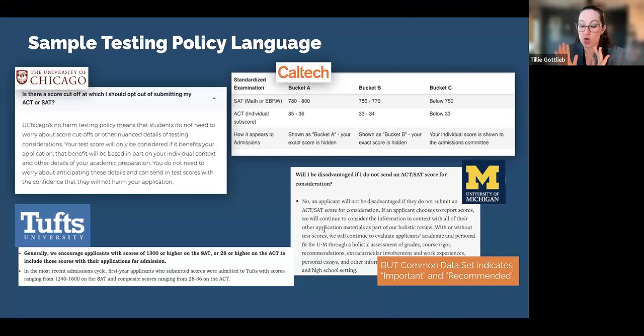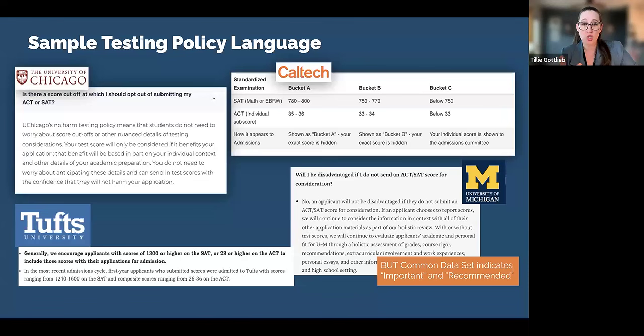I love, kudos to Chicago for this one. Look at what they say about how explicit they are, because I had a family yesterday say to me, Tillie, well, the test optional isn't actually optional. Yes, it is, if they're stating that. Look, it says it has a no harm testing policy. So this is literally on their website. You do not need to worry about score cutoffs. You do not need to worry about anticipating these details. You can send in test scores with the confidence that they will not harm your application. They mean that. Truly optional.